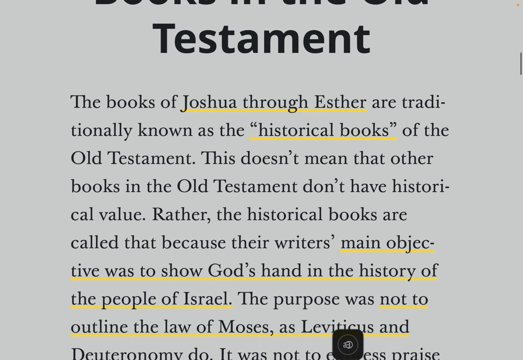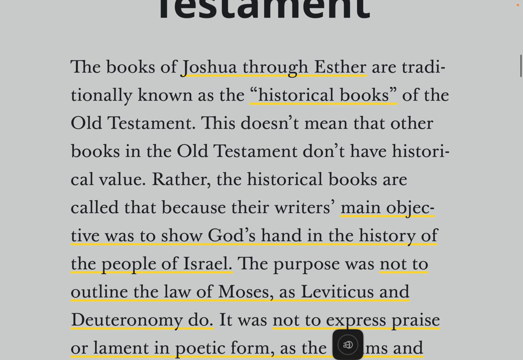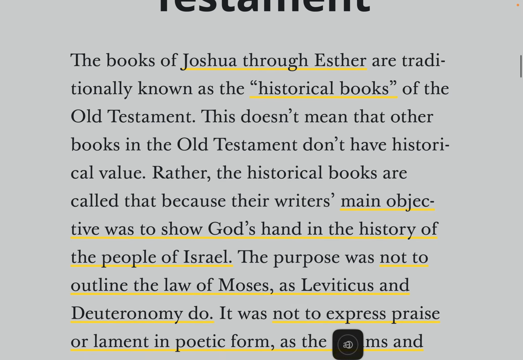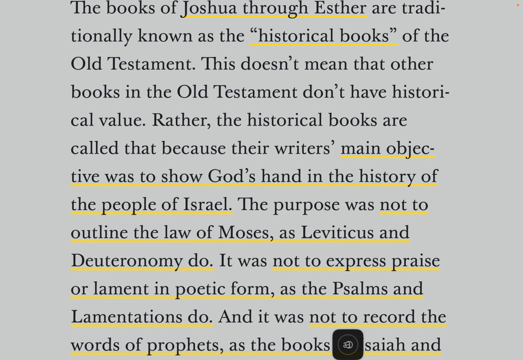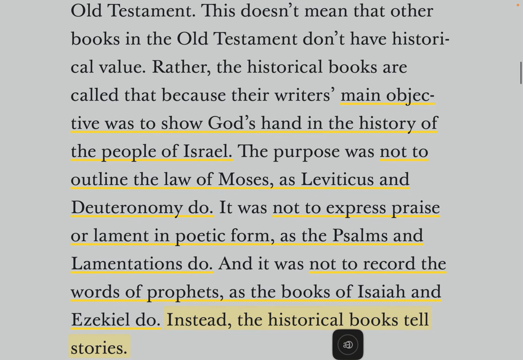The books of Joshua through Esther are traditionally known as the historical books of the Old Testament. This doesn't mean that other books of the Old Testament don't have historical value. Rather, the historical books are called that because the writer's main objective is to show God's hand in the history of the people of Israel. This is important to know.